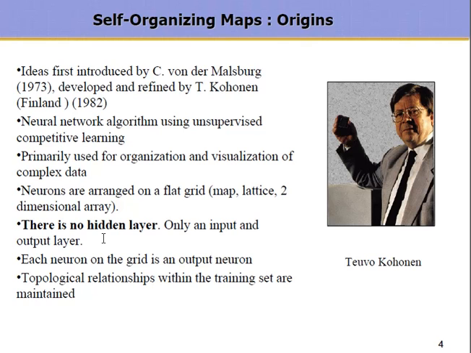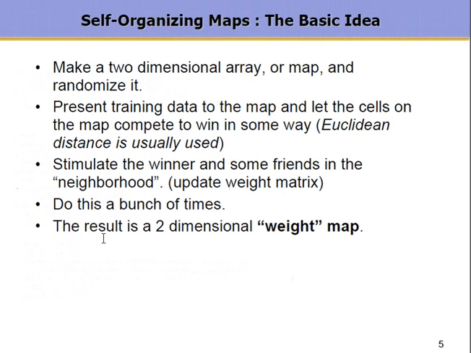Each neuron on the grid is an output neuron, and since we have only two layers, the neurons present on the grid or the matrix will be acting as the output neurons. Topological relationships within the training set are maintained. So we try to maintain the relationship or the topology within the training set.